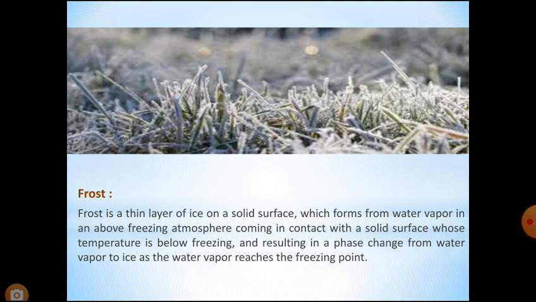Solid surface means it is maybe on the ground or any solid surface, which forms from water vapor in and above freezing atmosphere, coming in contact with a solid surface whose temperature is below freezing and resulting in a phase change from water vapor to ice as the water vapor reaches the freezing point. In this picture you can see the thin layer of ice on the grass.